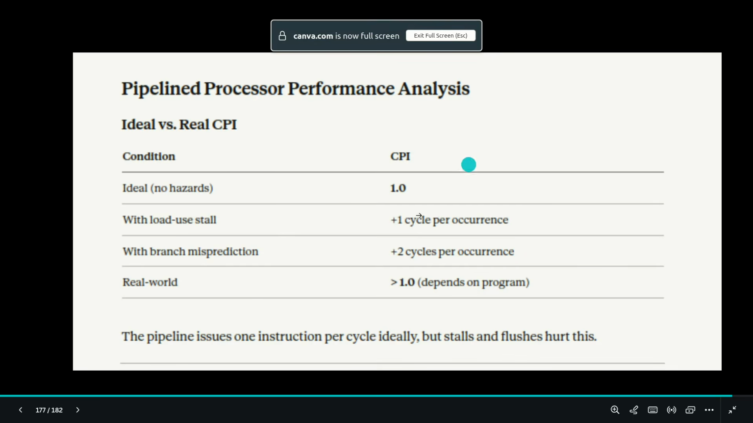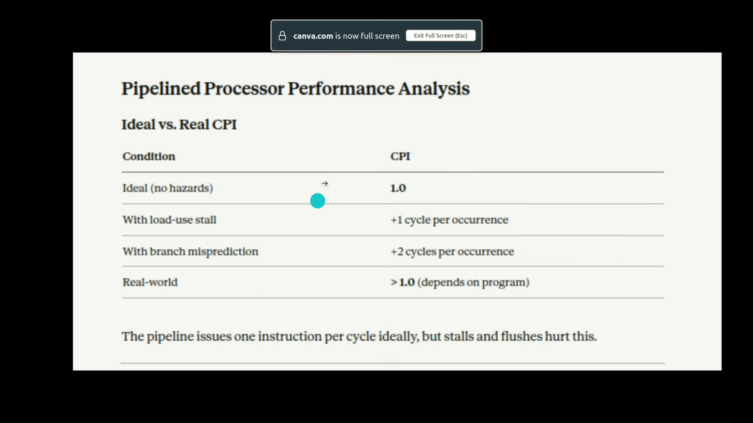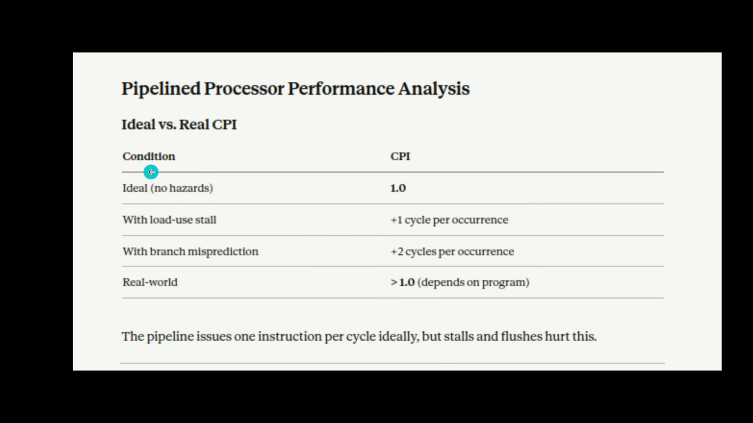This is the last topic of processor performance analysis. So you have to understand that in a pipeline processor, if there are no hazards, the CPI value would be 1. But if load or branch come, like load-use, in the case of a load instruction we use plus 1 cycle per occurrence, and with branch predictions, we use plus 2 cycles per occurrence.